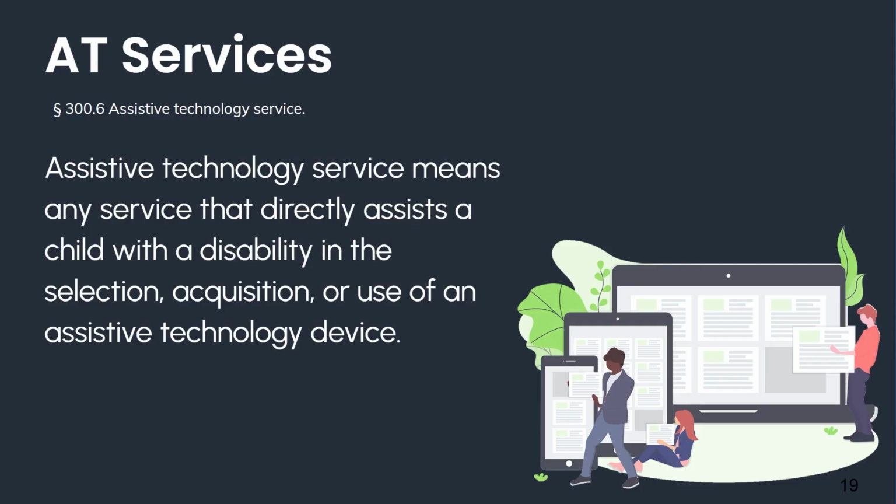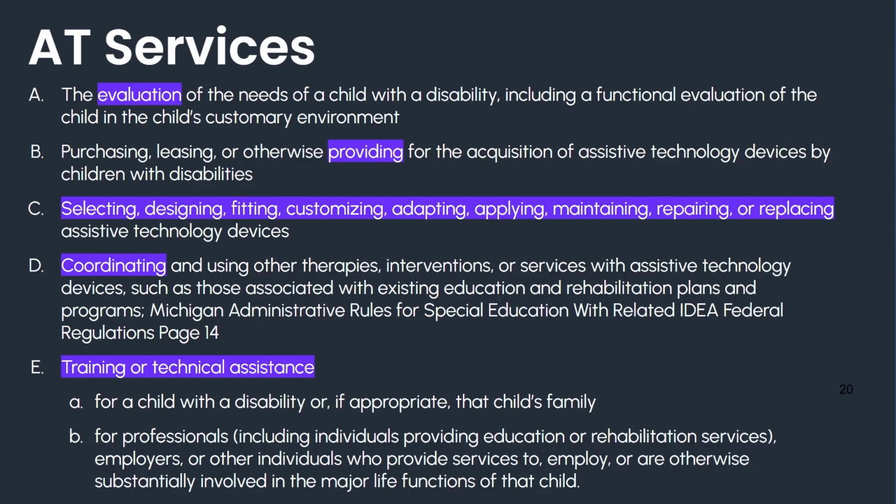Within the definition of assistive technology through IDEA, it also talks about AT services. Assistive technology service means any service that directly assists a child with a disability in the selection, acquisition, or use of that AT device. These services could be the evaluation of a need, right? Including functional evaluation of the child in their customary environment. A service could be purchasing, leasing, or otherwise providing the various device to children with disabilities. It could be selecting, designing, fitting, customizing, adapting, applying, maintaining, repairing, or replacing the device.